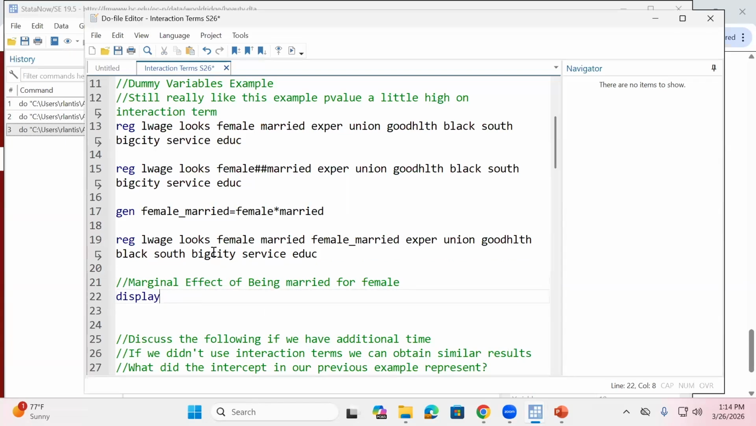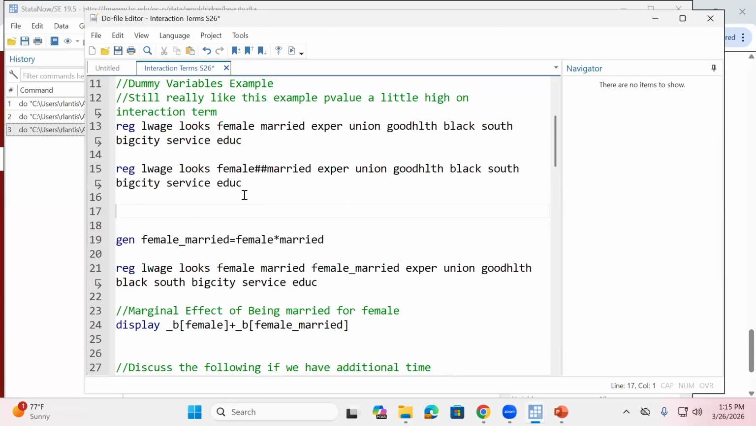Well, if I'm married, this would be a 1. So my predicted wages would go up by whatever that coefficient was on female. But it would also go up by, well, if they're a married female, it would also be the coefficient on that interaction term. So here, when I'm using this underscore b, I want to take that coefficient on the interaction term. It might be easier to think about it this way.